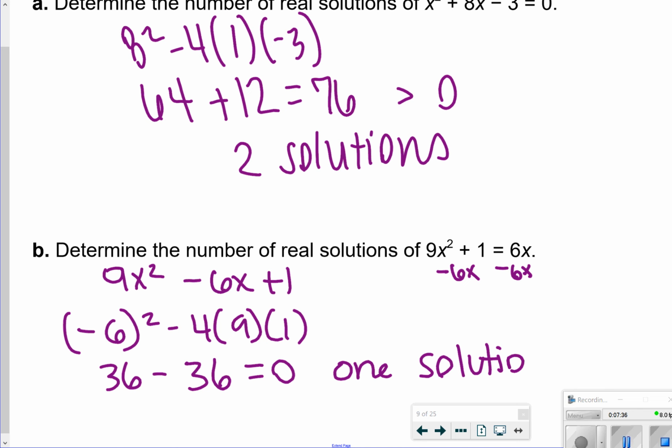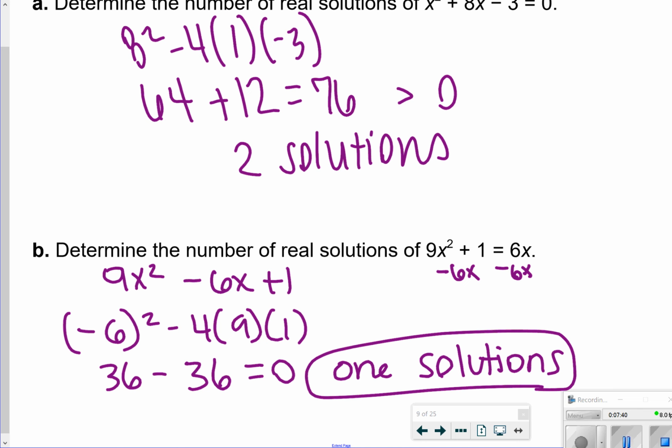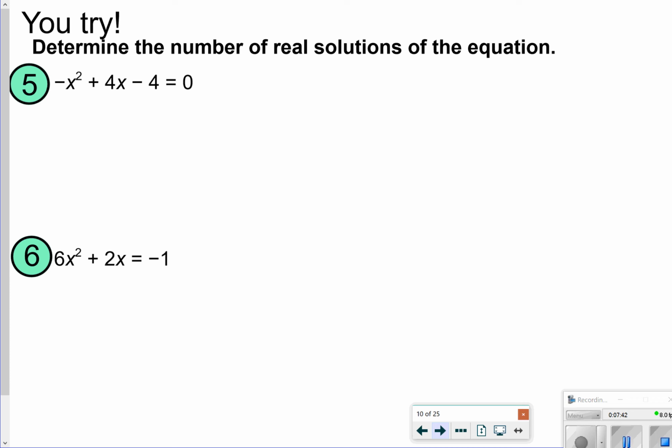So bigger than 0, 2 solutions. Equal to 0, 1 solution. Less than 0, no solutions. So we're going to try 5 and 6. Again, determine the number of real solutions of the equation. And then the last few, we're going to talk about how to find the number of x-intercepts. So let's go ahead and pause here. Click play when you're ready to check.